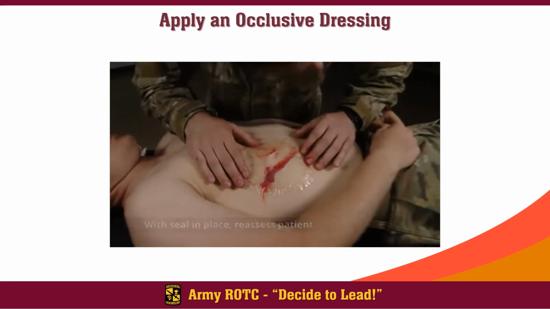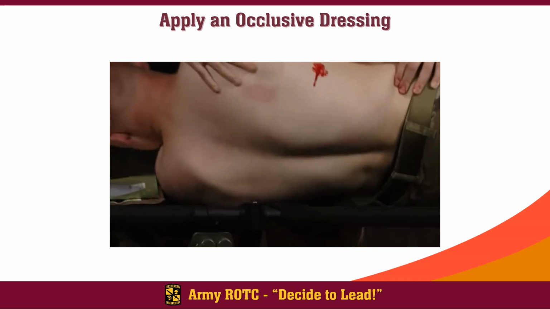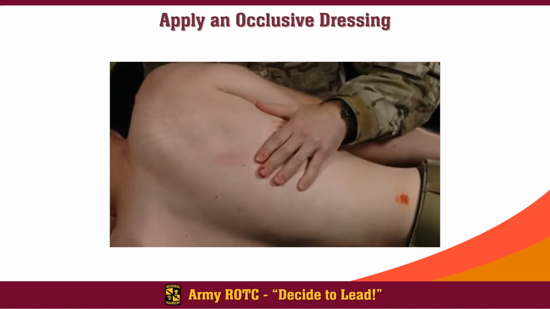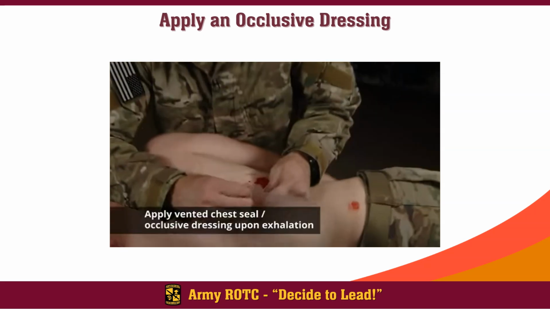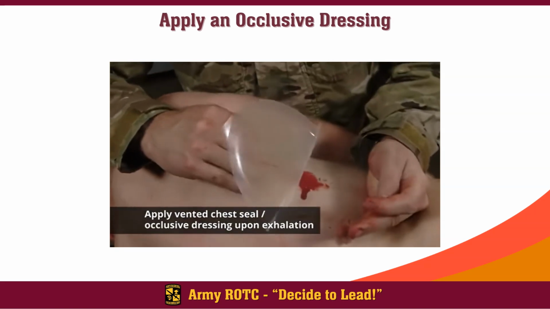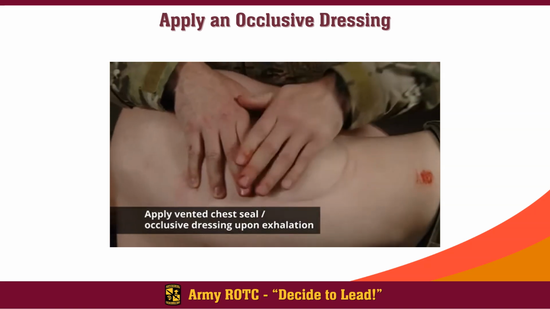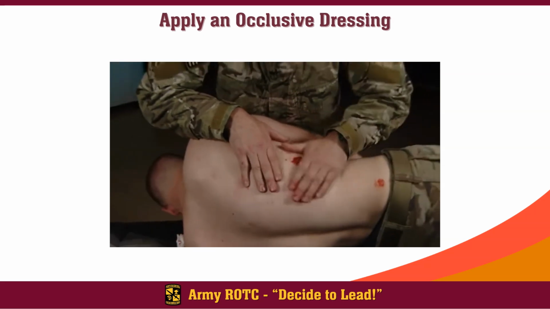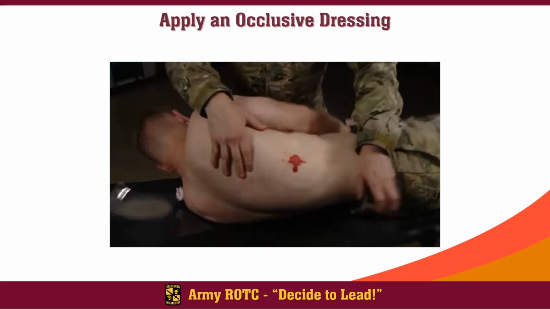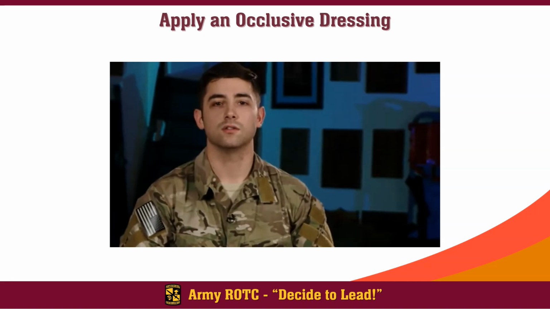Reassess. Be sure to log roll your patient and check for a downside wound. Inspection of a downside injury, wipe the area away, and apply an occlusive dressing. For demonstration purposes, I'm going to be applying the occlusive dressing on the downside injury. And again, apply upon exhalation. And reassess. And that concludes the application of the vented chest seal and the occlusive dressing.